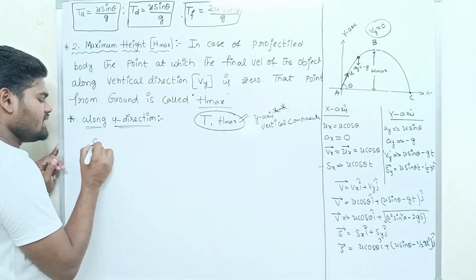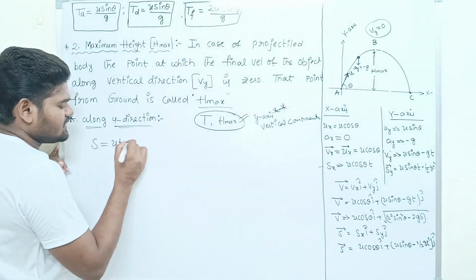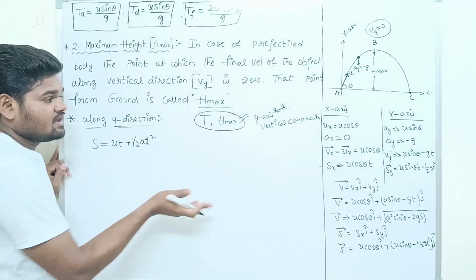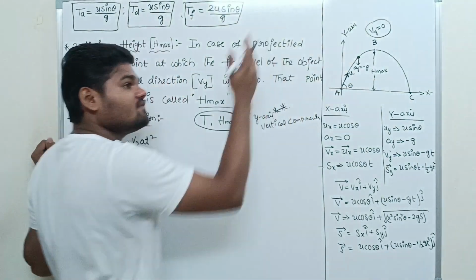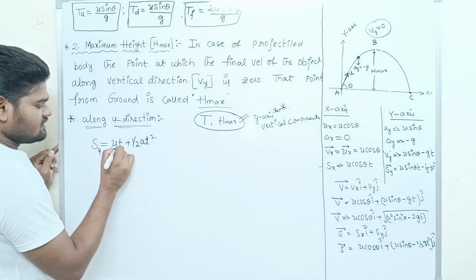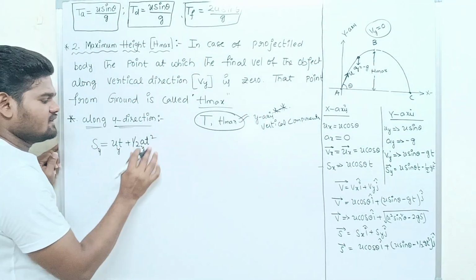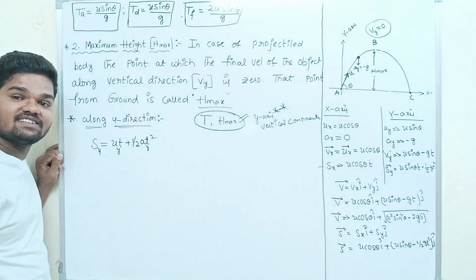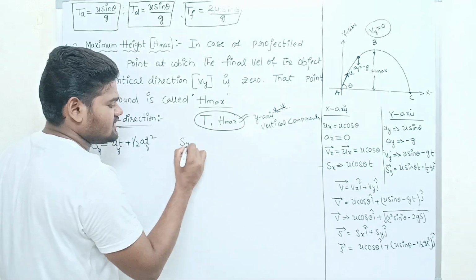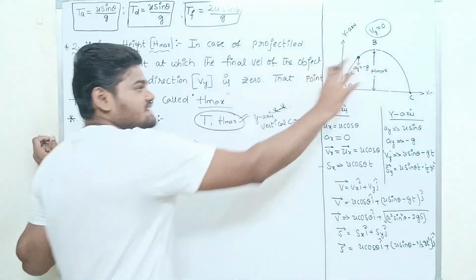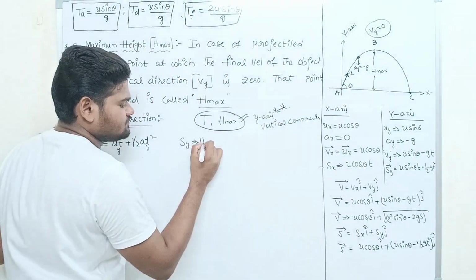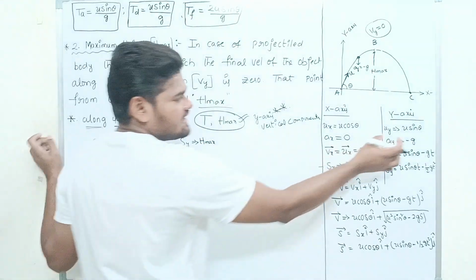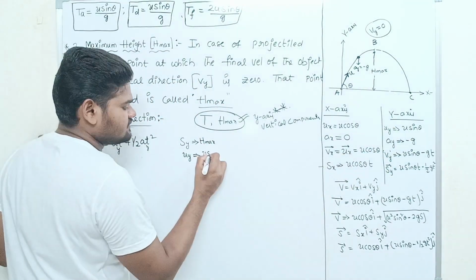So in general, what is the meaning of displacement? S is equal to ut plus half at square. We are finding maximum height along the vertical direction, so y. Acceleration is along the y direction. So Sy is nothing but the displacement, H maximum. Uy, the initial velocity along the y direction, is u sin theta.